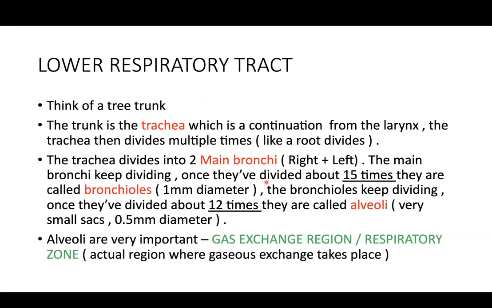Then the main bronchi don't stop dividing. They keep dividing, and they divide 15 times. You guys need to remember the number, and you need to remember every number on this slide. I'm sorry, I don't make the rules, but you need to remember every number on the slide. So the main bronchi divide 15 times, and once they reach a size of 1 millimeter in diameter, they're called bronchioles. They might ask you, once the bronchi become dash mm, it's called a bronchiole. So you need to know the number. The bronchioles are 1 millimeter, and they are formed when the main bronchi divide 15 times.